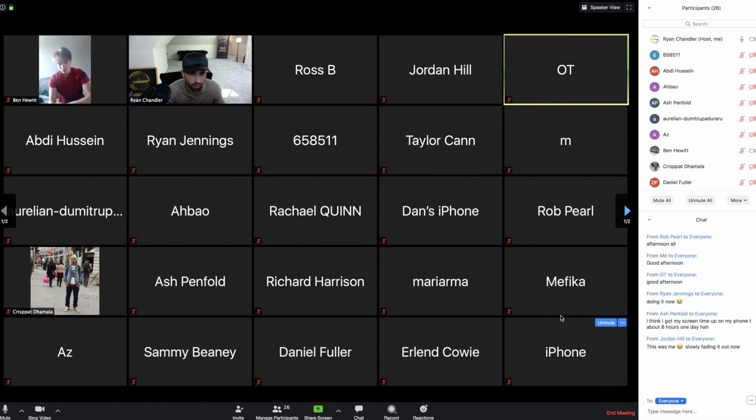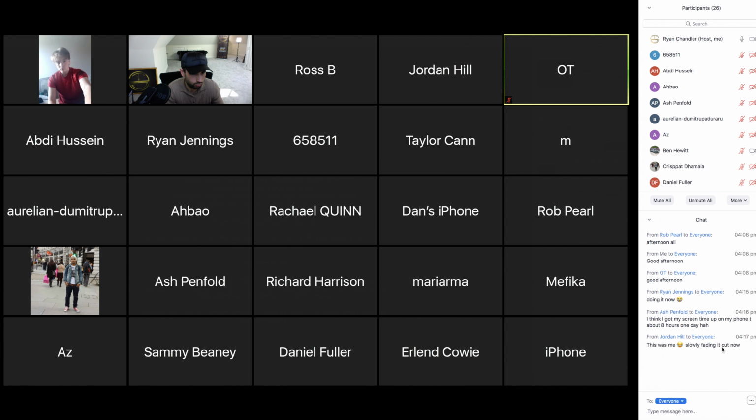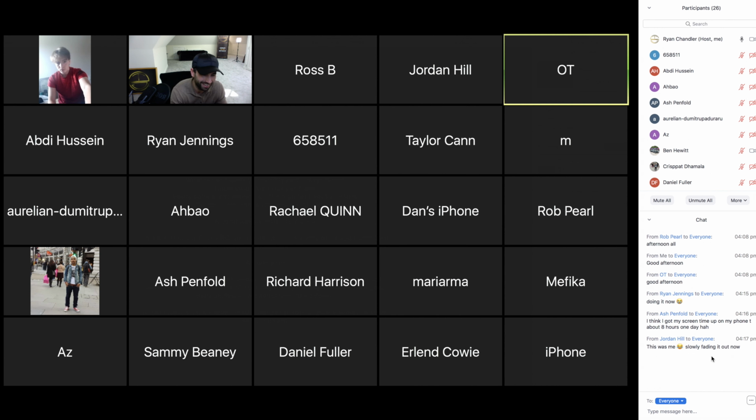Okay. I think we've had some... This is me slowly fading it out now. Jordan, yeah. Is that about the impulse trading? Is that one? I've got my screen time up on my phone for about eight hours one day. Forex to do that. If you're trading from your phone, your screen time just goes through the roof.